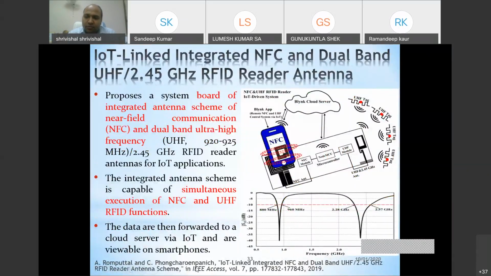Through mobile phone communications, a lot of communication could be performed here. Based on that, if you see, there are two operating ranges they are showing: one is 900 megahertz, and another is 2.4 gigahertz.